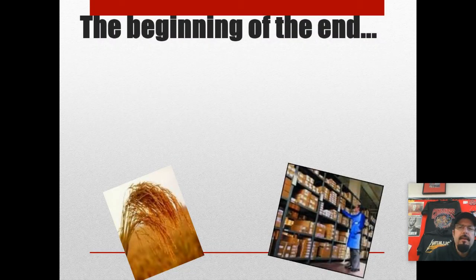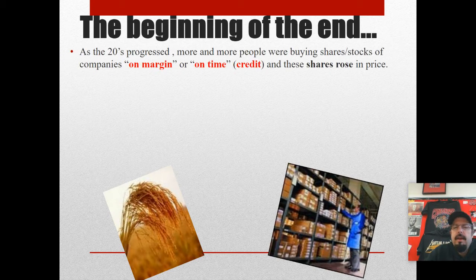But what was the beginning of the end, the latter part of the 1920s? As the 1920s progressed, more and more people were buying shares and stocks of companies on the margin or on time. In other words, they would borrow money and use that borrowed money to invest in stocks and shares. So they were actually using not their own money, but money that they had borrowed. And so they were taking lots of risks.